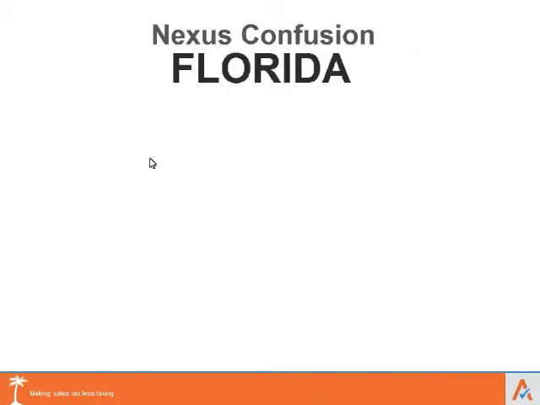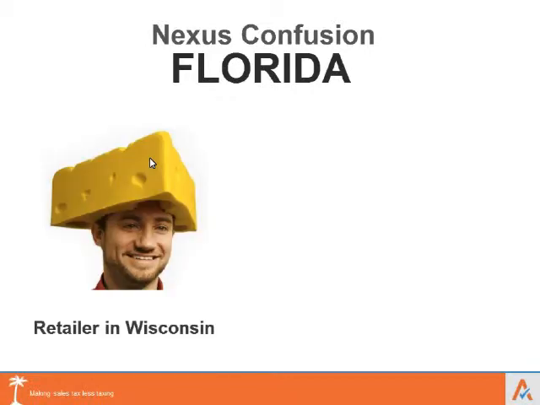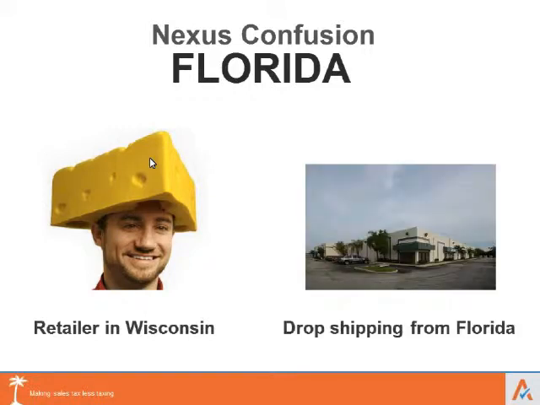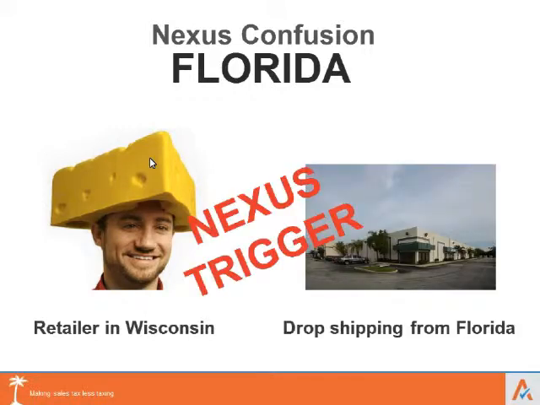All right, here's some more nexus confusion for you. Let's say we have a retailer in Wisconsin, and we know he's from Wisconsin because he has cheese on his head. I think everyone there does, right? So let's say he is drop shipping from Florida. Although his physical presence is only in Wisconsin, because his warehouse is shipping from Florida, he now has nexus in the state of Florida.